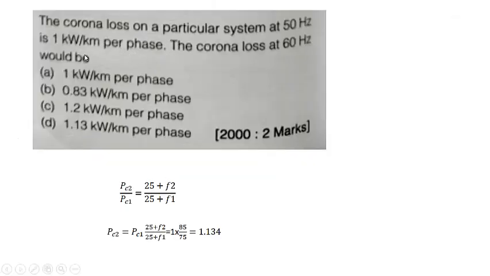Now this question is about the corona loss. The corona loss on a particular system at 50 Hz is 1 kilowatt per kilometer per phase. The corona loss at 60 Hz would be.